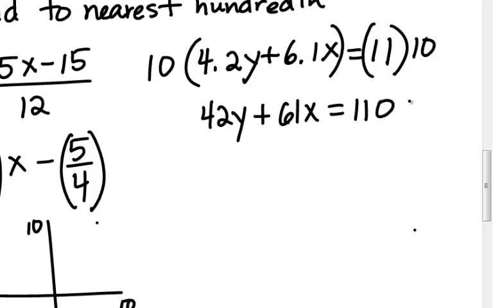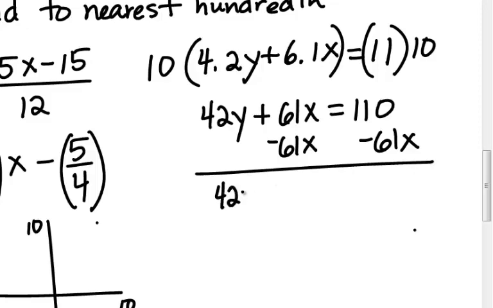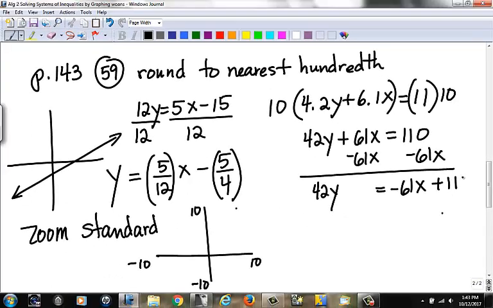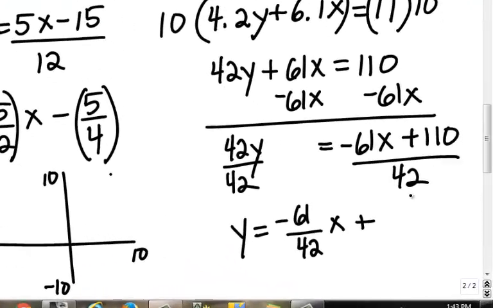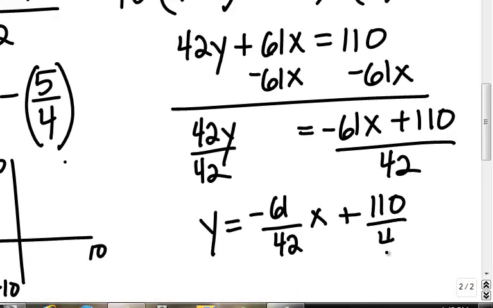You agree with that? Okay, subtract the 61x. Basically, all I'm doing is trying to get y by itself. 42y equals -61x plus 110. Divide by 42. And y equals, and that's a polynomial over a monomial, so that'd be -61x over 42. And you can put that x out at the side if you want to. And then plus, and you could reduce that, or I can choose not to reduce it.